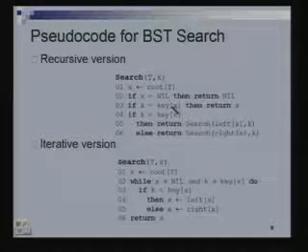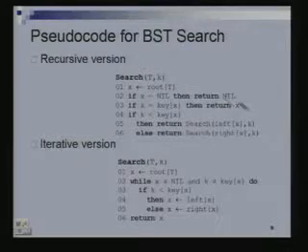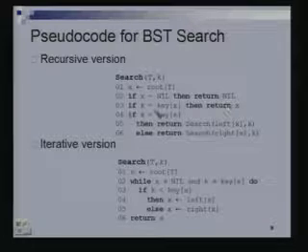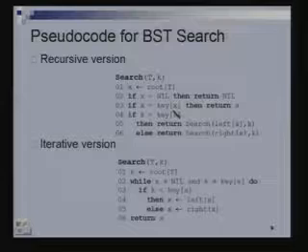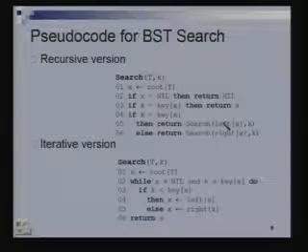If the key in this root node x is equal to the one you are searching for, then you just return this root node. If k is less than the key in the root node, then you have to recursively search in the left subtree. So, you are searching in the left subtree of x, and what are you searching for? You are still searching for k.